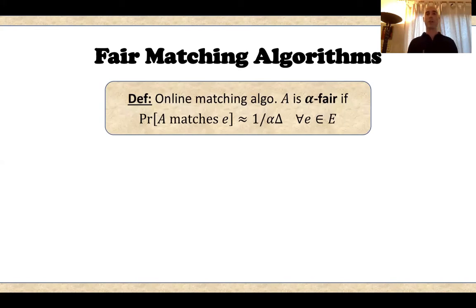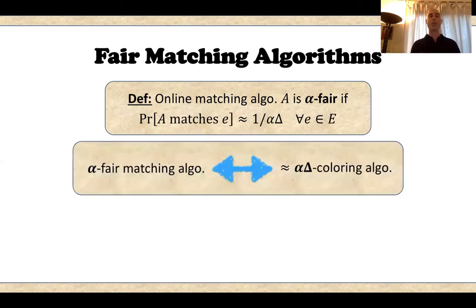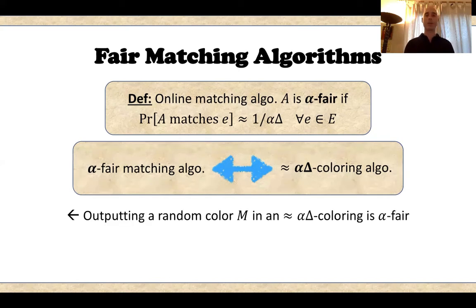Okay, so hopefully we're clear on what an alpha fair algorithm is. How does this relate to edge coloring? Well, as it turns out, there's a one-to-one correspondence between alpha fair matching algorithms and roughly alpha delta coloring algorithms. And why is this? Well, one direction, the backwards direction, is fairly immediate. Run your favorite alpha delta coloring algorithm and just sample one of the colors at random. In that case, each edge will be matched with probability 1 over the number of colors, or roughly 1 over alpha delta. That gives us an alpha fair online matching algorithm.